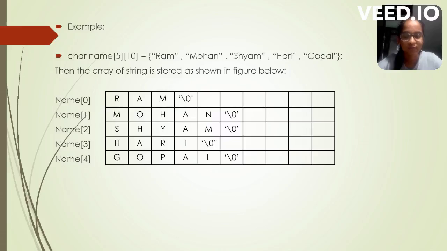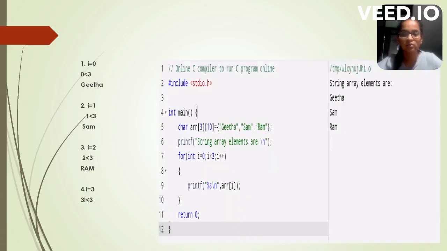If you look at this program, at the end of every string or character array, a zero null character is represented. So if the size of a particular character array is 5, there will be 5 plus 1 locations, where the plus 1 refers to the null character. So let us look at a small program on an array of strings.